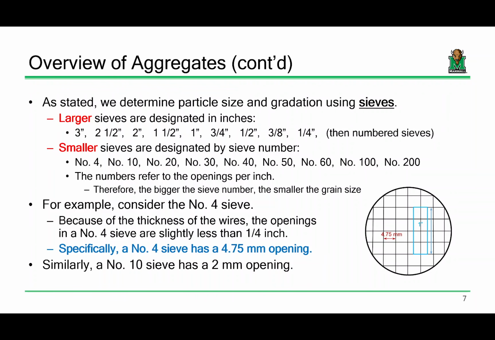And then smaller sieves are designated by sieve number. Okay, so for example, if I have the number 30 sieve, that means there's 30 openings per inch. Okay, so you can get an idea as to how small these are. Probably another noteworthy sieve worth mentioning is the number 200 sieve.